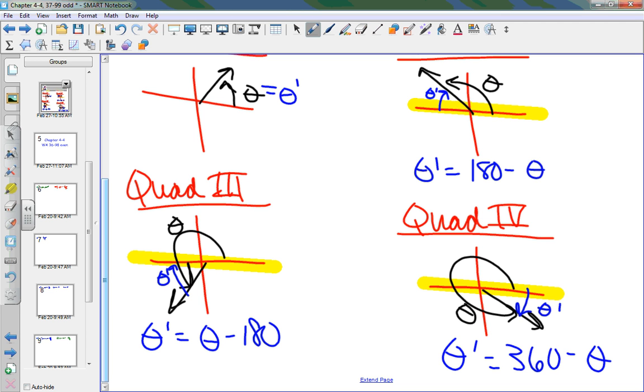Now, what if my theta is negative? You're going to do the opposite. You're going to add, right? We all understand that. Okay, we've been subtracting, but if your theta is a negative angle, you're going to do the opposite of what we did. So now you're going to add the 360 or the 180. We understand that.